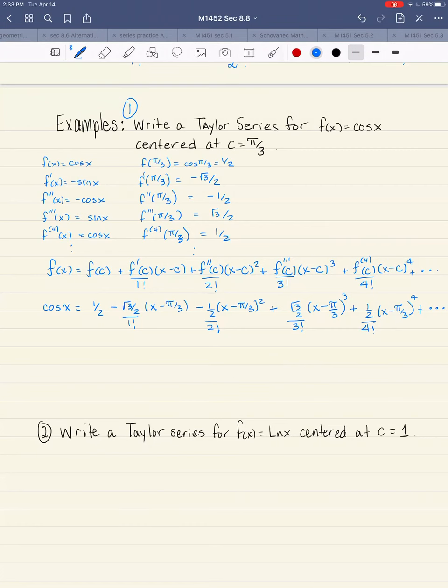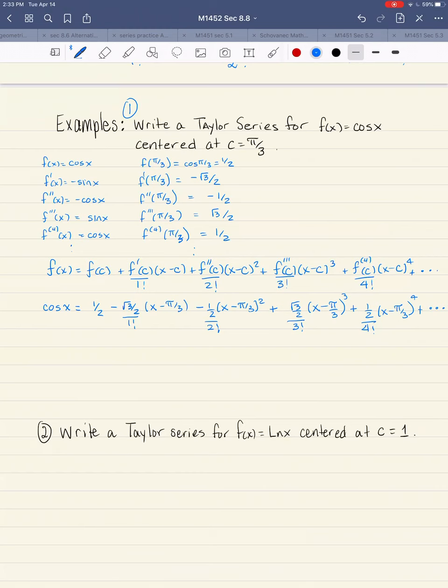So the four numbers are going to repeat, but the polynomial is going to grow and grow and grow. However many terms we want, we can put them in until we're tired of writing them, and I'm tired of writing them. But it's easy as that. You take derivatives, you evaluate at the center, and then you fill in the formula. So let's do it again.